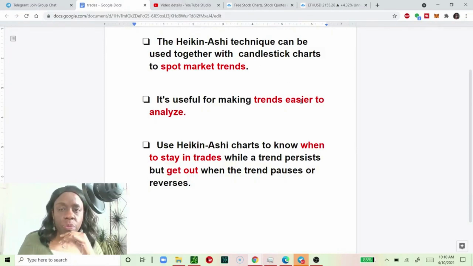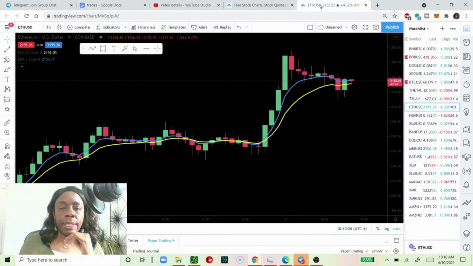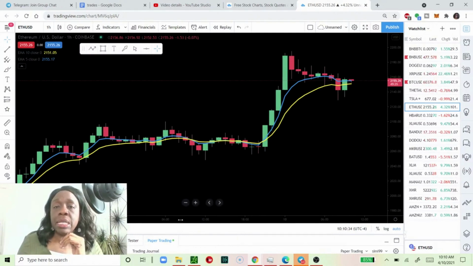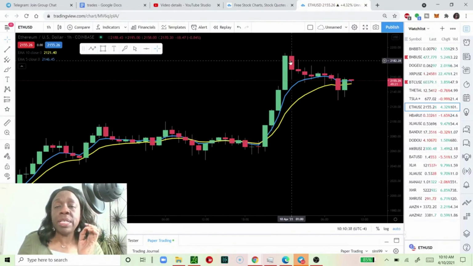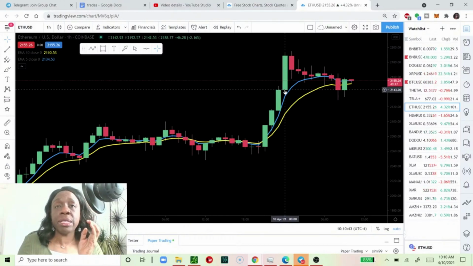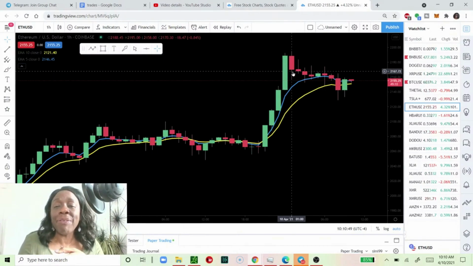Okay, HEIKEN ASHI. Now, if we look at this Ethereum chart, here we just have regular candlesticks. With the regular candlesticks, pay attention, guys. We see with the green candlesticks, we know that a green candlestick represents an upward movement. A red candlestick represents a downward movement. And then we have the wicks.